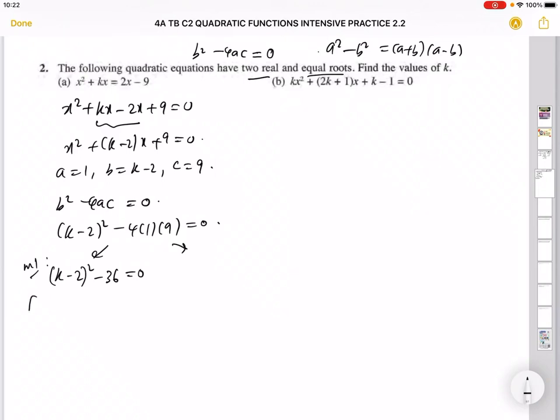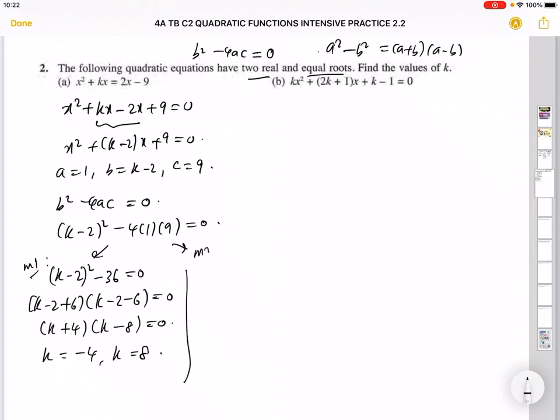So we can write this as (k - 2 + 6)(k - 2 - 6), because the square root of 36 is just 6, right? So there are two possibilities: (k + 4)(k - 8) = 0. Now you notice that what we have here is a quadratic equation that we can factorize in this form, and then we can just write negative 4 and 8.